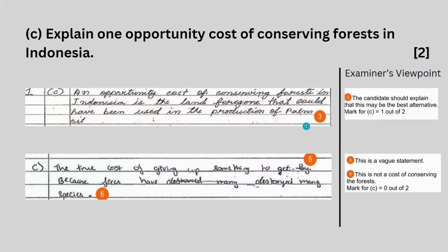They have given the answer for conserving forests in Indonesia, but they did not say what opportunity cost is. Over here, 1 mark was for the definition of opportunity cost and the other one was for answering the question. Because of that, the candidate has just got 1 out of 2. For the second one, the examiner has said that this statement is vague and doesn't even answer the question given above. Because of that, this candidate has got 0 out of 2.